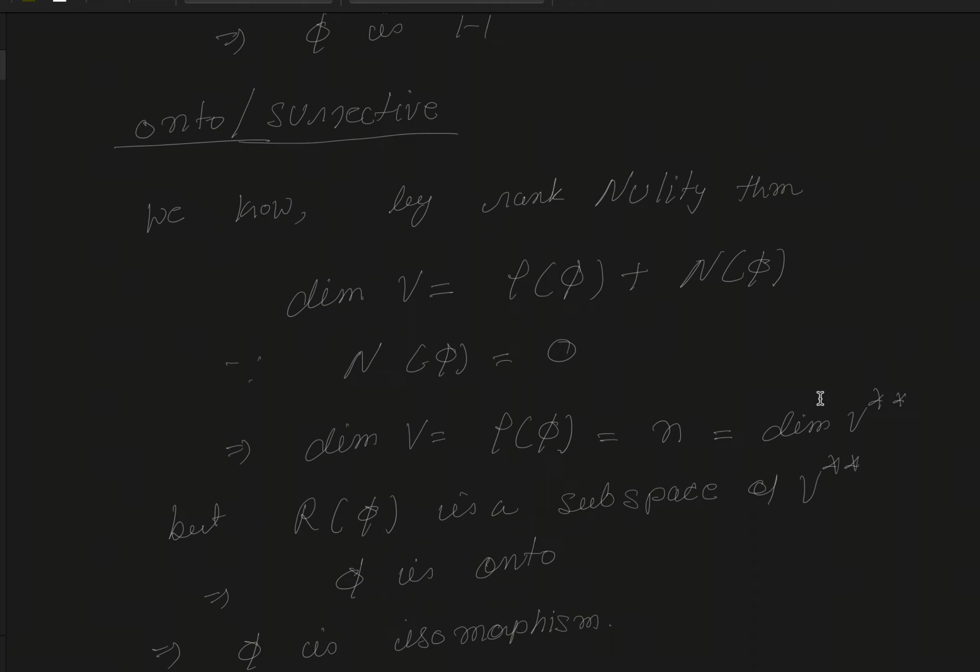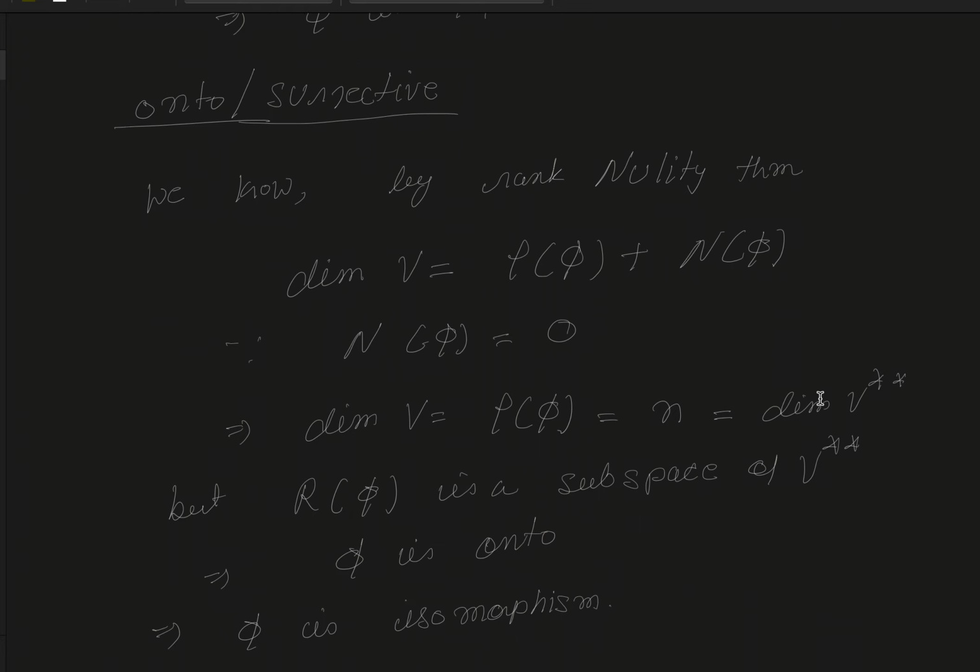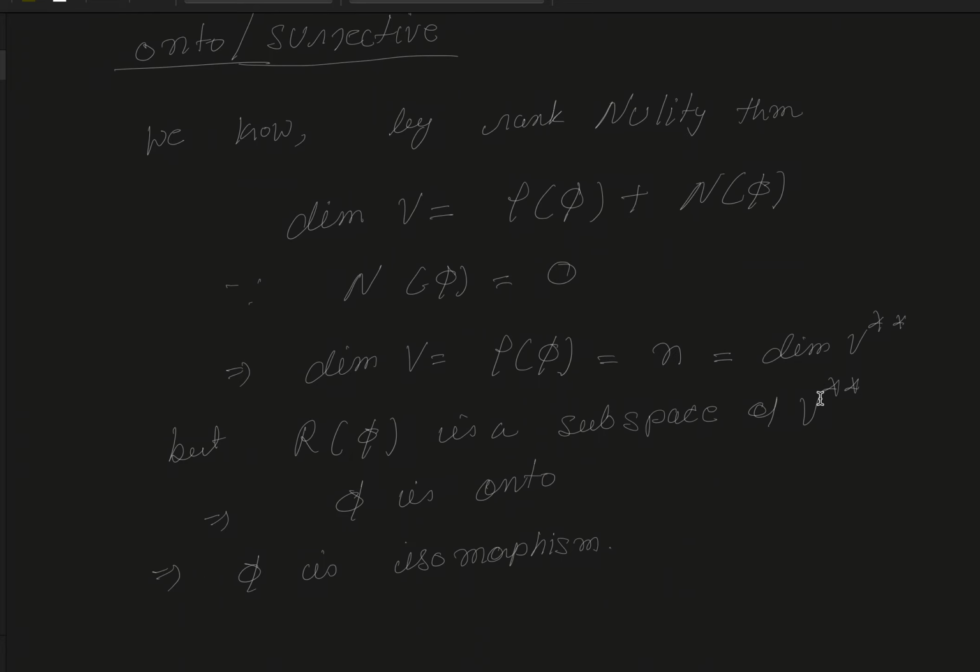So what does it imply? That if V is a vector space of dimension n and it has a subspace of dimension n, it means that the subspace itself is V. So that is the property that we are using here. Since range of phi is a subspace of V double star and the dimension of range of phi equals n, which is the dimension of V double star, it implies that range of phi is actually equal to V double star, and it implies that phi is onto. And now since phi is onto, we got that phi is an isomorphism, which is what we had to prove.